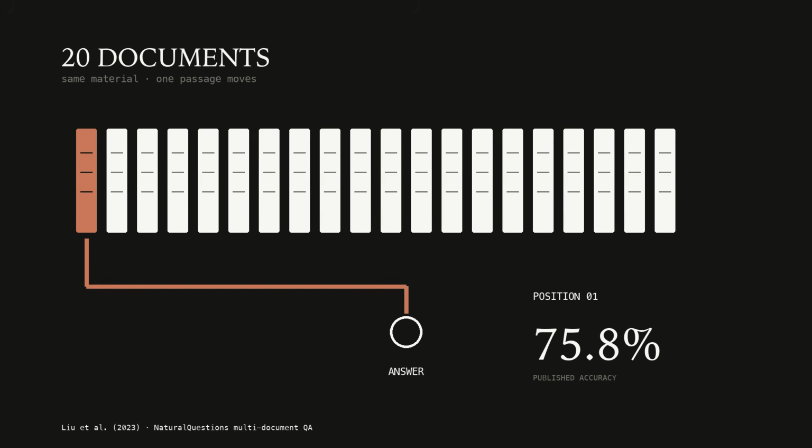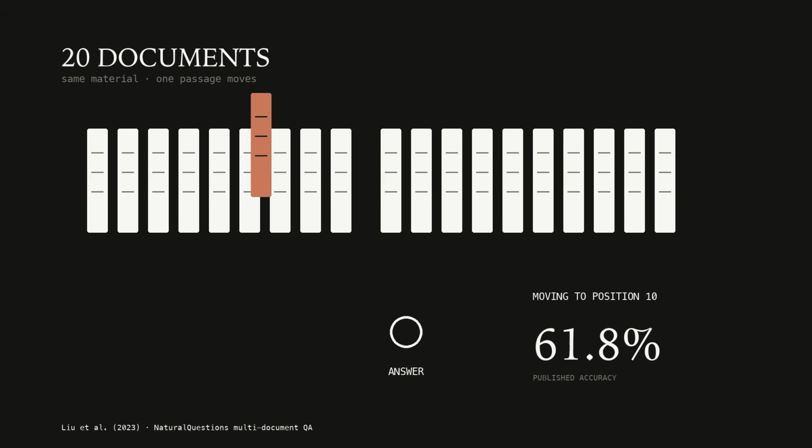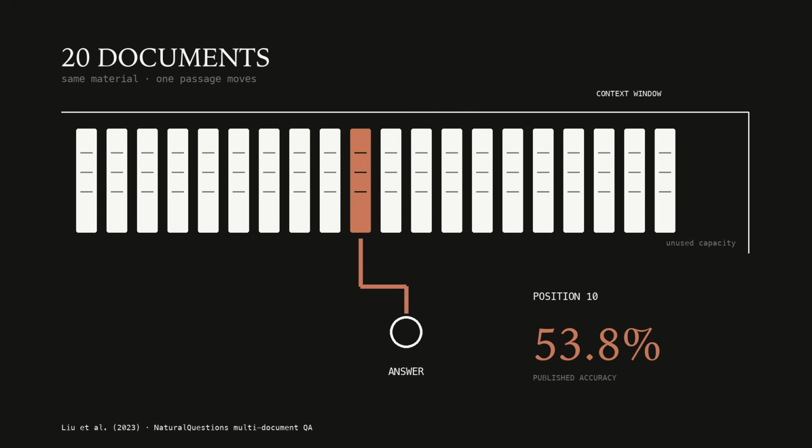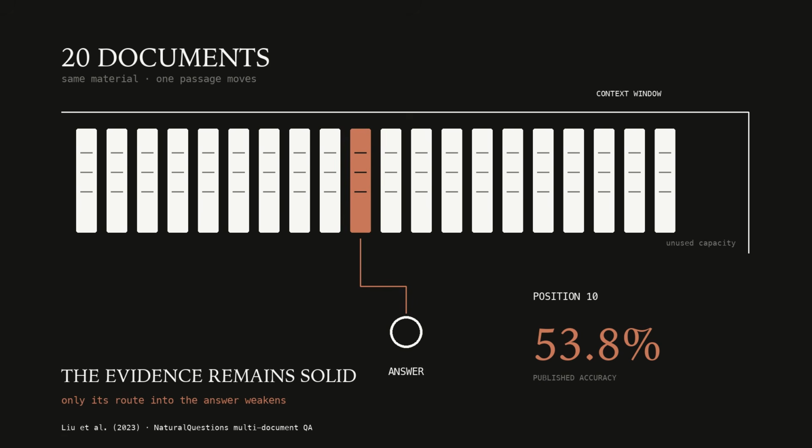Look at this. Put the document with the answer first, and the model gets it right. Move the same document into the middle without changing a word, and accuracy falls from 75.8% to 53.8%. The text still fits. The evidence is still there. So the problem is not what entered the context. It is what actually influenced the answer.